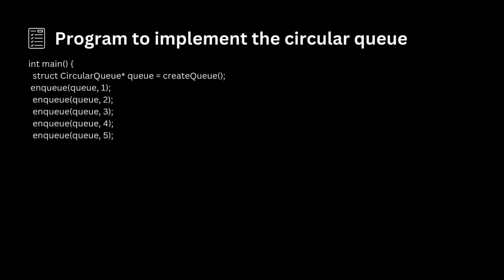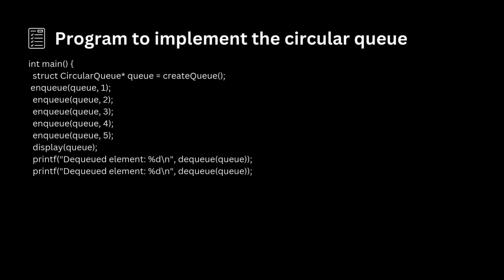Now let's write the main function to demonstrate the usage of the circular queue data structure by adding, removing, and displaying elements. It first creates a new circular queue using the createQueue function. Then it adds elements 1 to 5 to the queue using the enqueue function. It then displays the elements of the queue using the display function. After that, it dequeues two elements from the queue and displays the dequeued elements. Next, it displays the elements of the queue again to show the updated queue after dequeuing. Finally, it adds elements 7 and 8 to the queue and displays the elements of the queue again to show the updated queue.